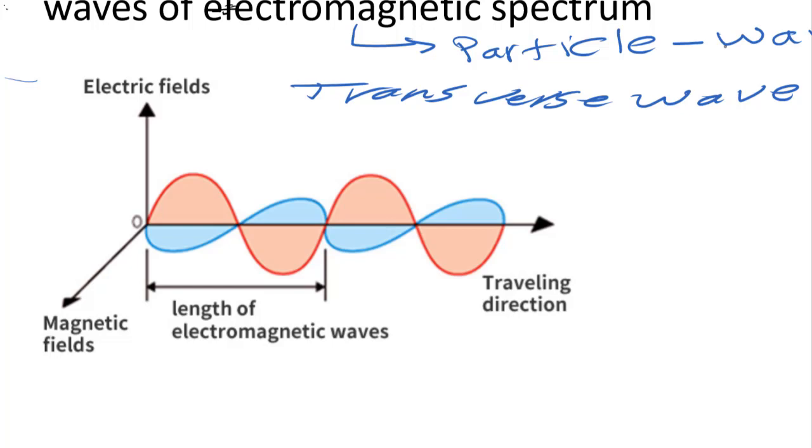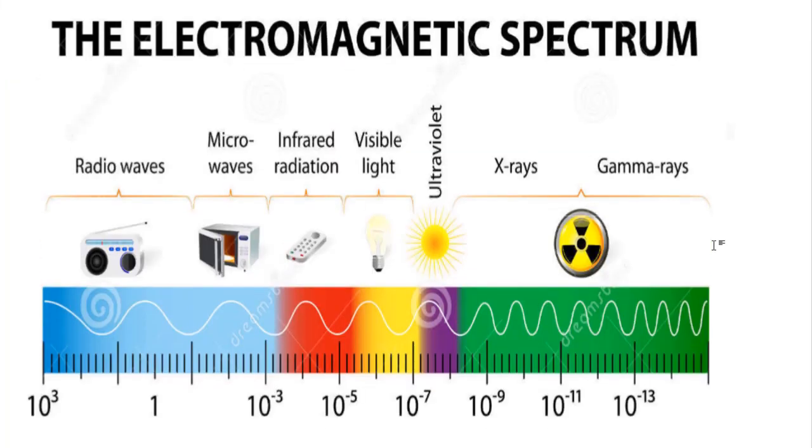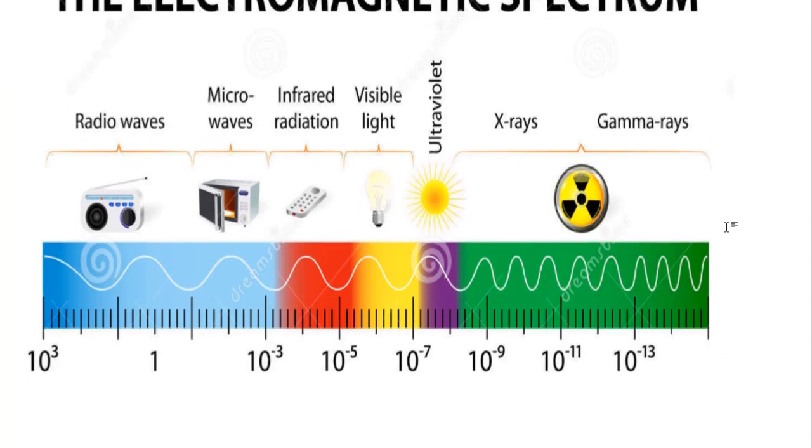We have explained these points in the last session, and today we are going to explain the waves of the electromagnetic spectrum. What are the components of this spectrum? Actually guys, as you can see here, the electromagnetic spectrum consists of seven types. First, radio waves, microwaves, infrared, visible light, ultraviolet, x-rays, and gamma rays. And we are going to learn the benefits and uses of each one.